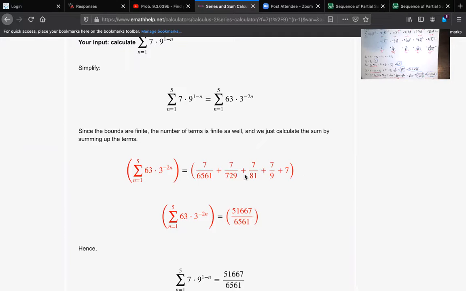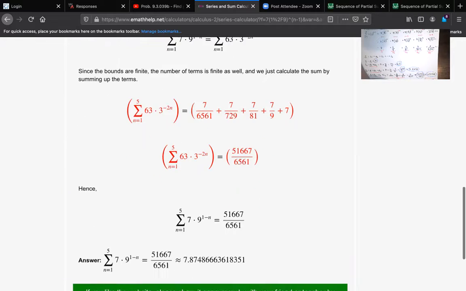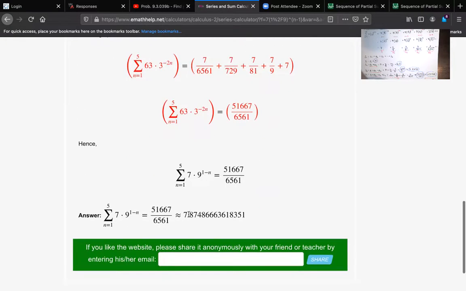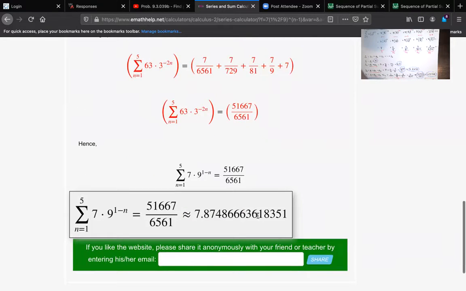And when you do that calculation, you get the exact answer of 51,667 over 6,561. Now that is approximately this number, and they round out to many more decimal places than we need. We only want to go out to the 4th decimal place. So that's 7.8749. And that was the answer that we got when we did this by hand and we used our handheld calculator.